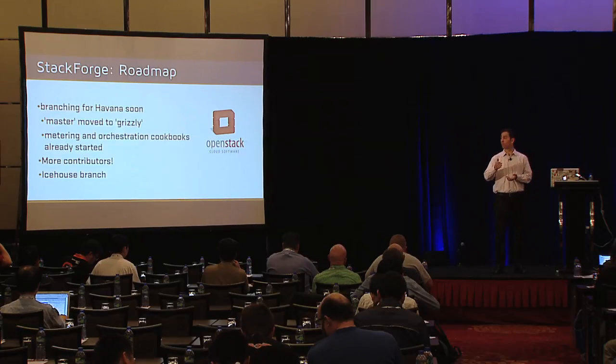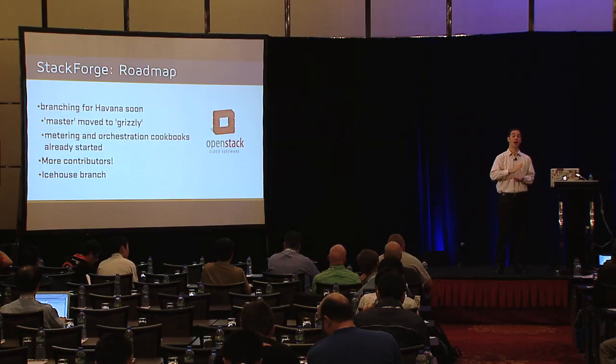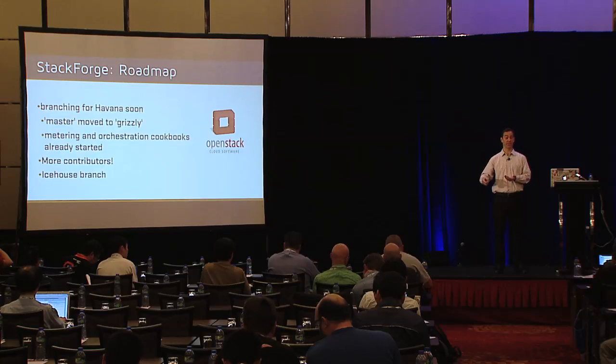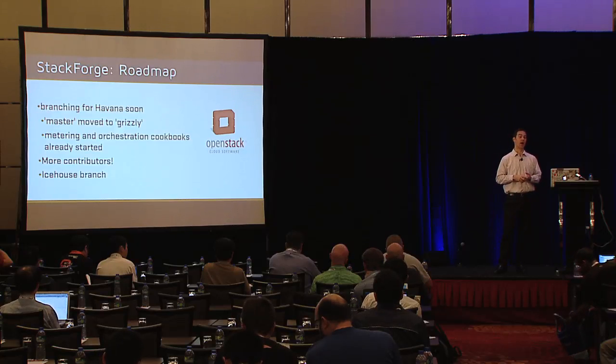The question was, how will we track the different releases? In Git, there will be a branch called Grizzly. The cookbooks in the different branches, the versioning is tracking the current OpenStack release. Grizzly was the 7th release of OpenStack, so Grizzly cookbooks start with 7. Havana cookbooks start with 8. Ice House will start with 9.